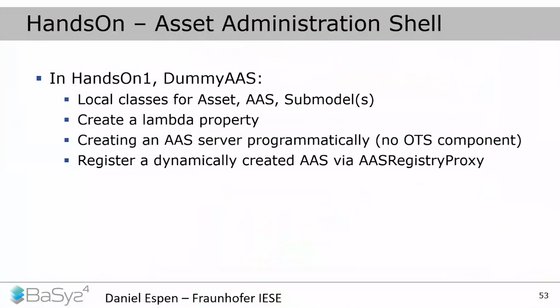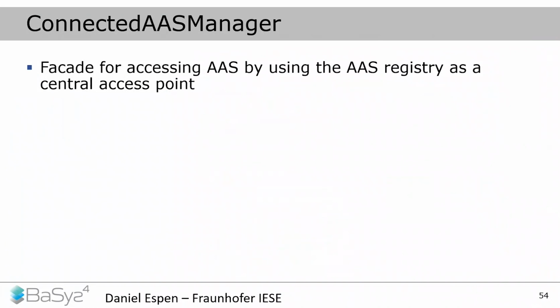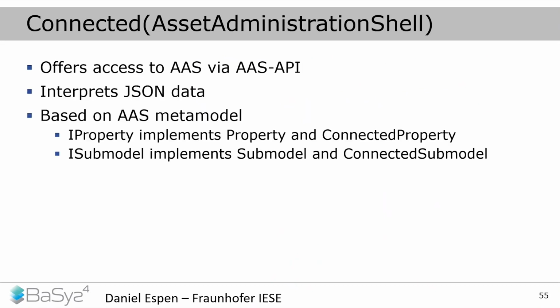And for that, in the Java SDK, there's one main class or main facade for accessing your environment, and that class is the Connected Asset Administration Shell Manager. The Connected Asset Administration Shell Manager basically handles all the REST calls for you. So you can use it to ask for a specific asset administration shell, and then the manager asks the registry for the descriptors of that AAS and looks for the endpoint in that descriptor, and then returns to you the asset administration shell representation that you can easily use to query that AAS. And that is a connected asset administration shell.